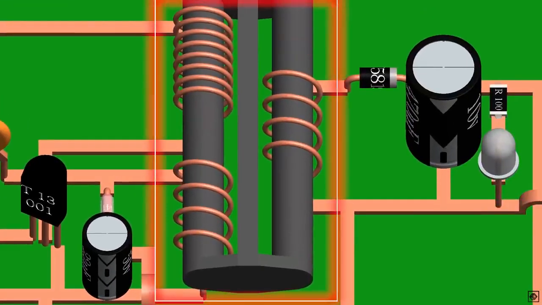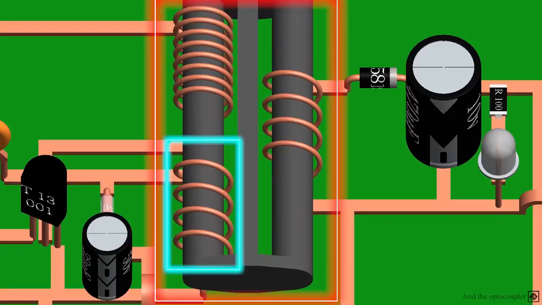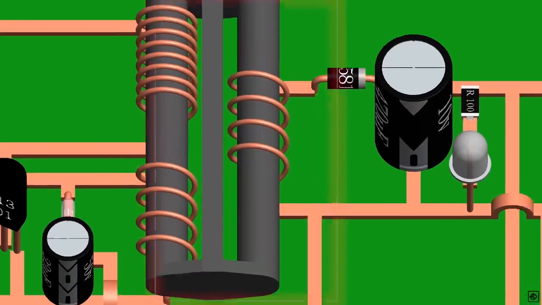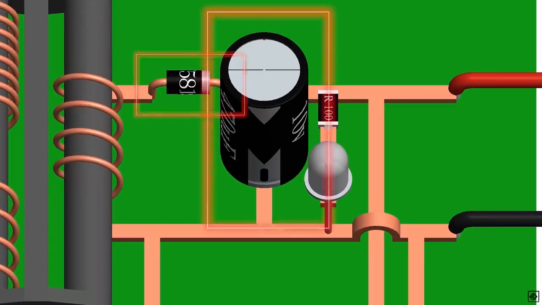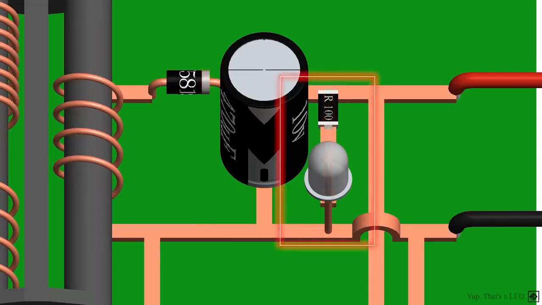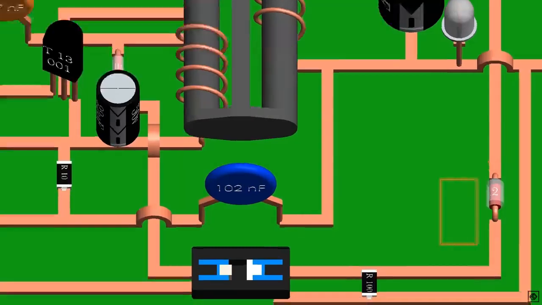This is the transformer. It has three windings, primary, secondary and auxiliary winding, wrapped around the core. It is used to step down the voltage. The auxiliary winding is used to run the oscillator circuit. Then we have a Schottky diode 1N5819 with a capacitor of 10 volts 470 microfarad to convert AC to DC, and an LED for indication. Also, there is a feedback circuit that consists of an optocoupler PC817C and a 4.2 volt Zener diode.